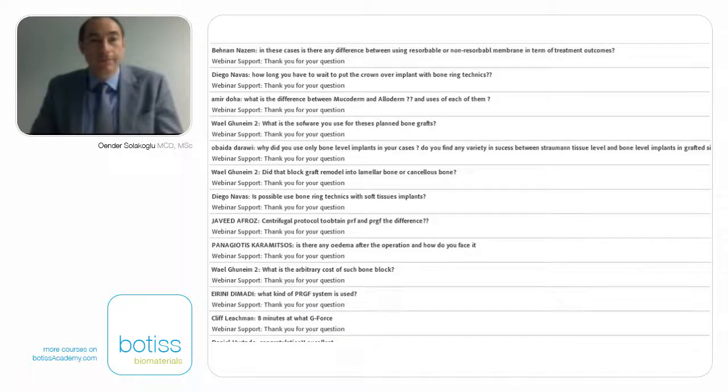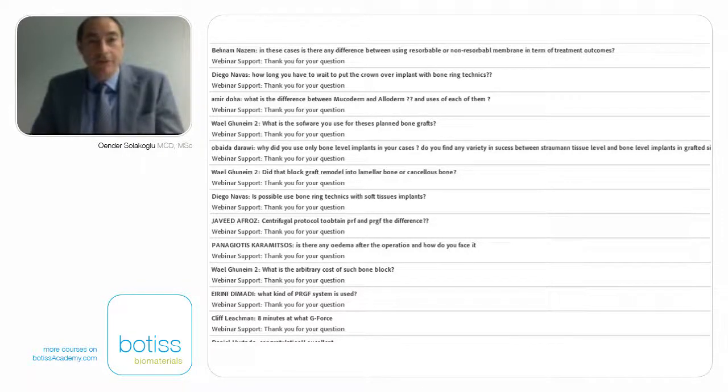Thank you, and here comes the next one. What is the difference between Mucoderm and Alloderm, and uses of each of them? To be honest, I'm not very experienced with Alloderm. I've used it several times when I was working in the US. And my results were similar to the results that I have with Mucoderm.